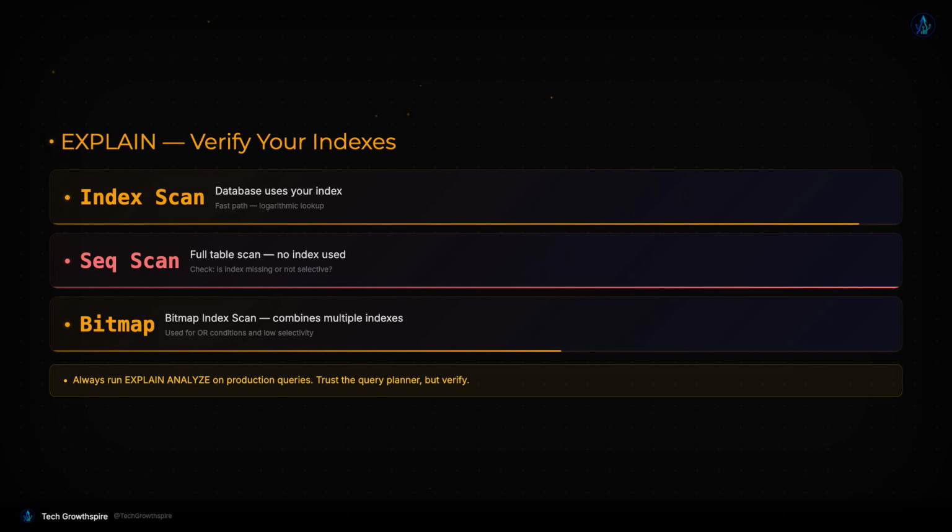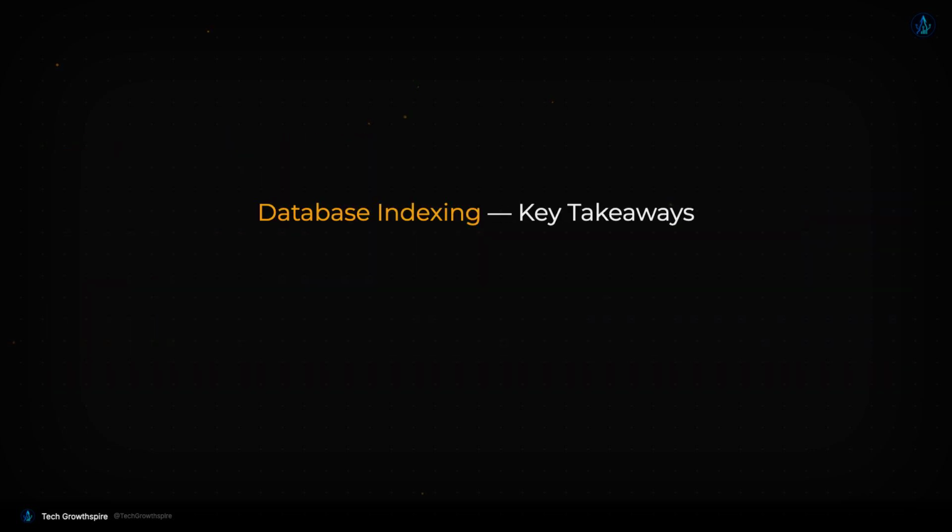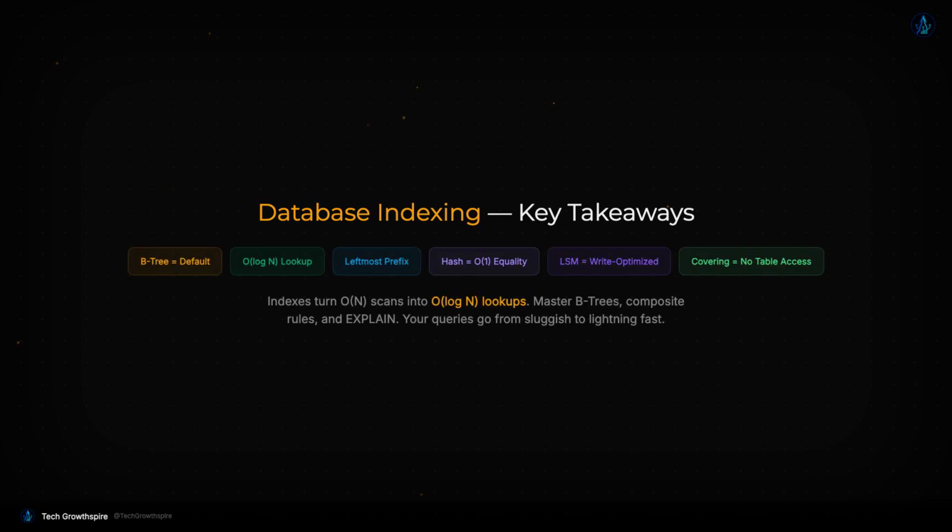How do you know if your indexes are actually being used? Use the EXPLAIN command. In PostgreSQL, prefix your query with EXPLAIN ANALYZE. In MySQL, use EXPLAIN. The query plan will show you whether the database chose an index scan, a sequential scan, or a bitmap index scan. Look for the type of scan, the estimated rows, and the actual time. If you see a sequential scan on a large table where you expected an index scan, your index might be missing, or the query planner might have decided the index isn't selective enough. Always validate with real query plans.